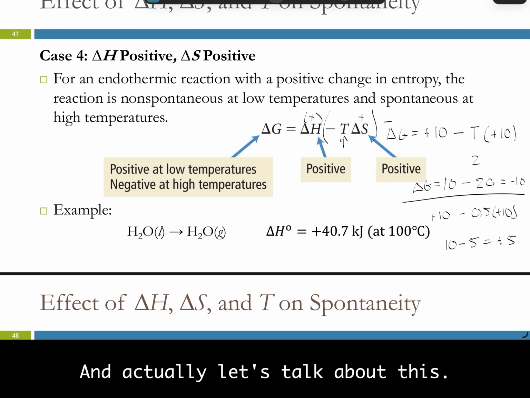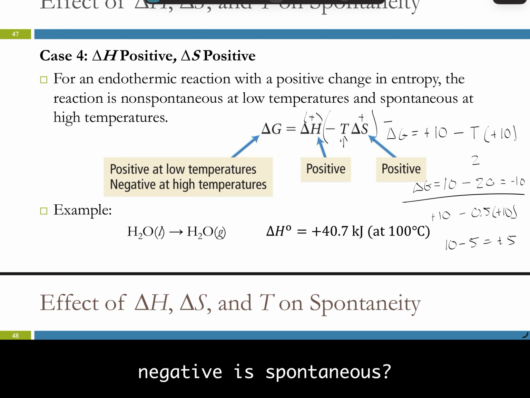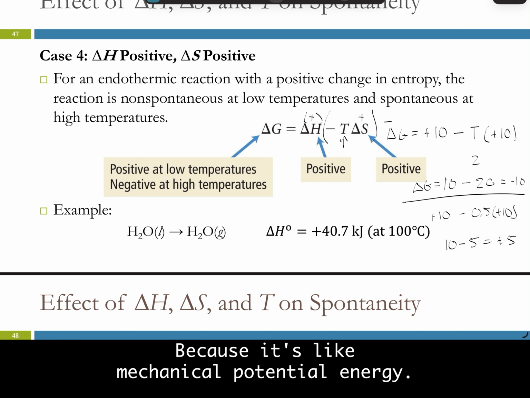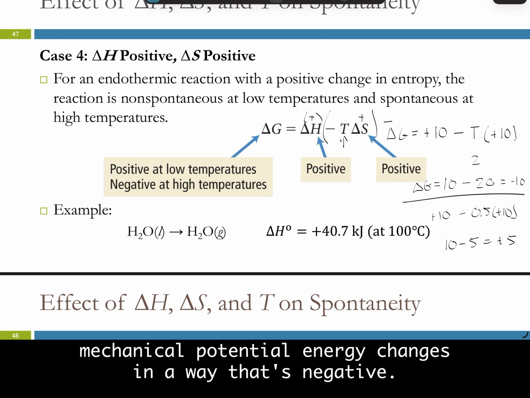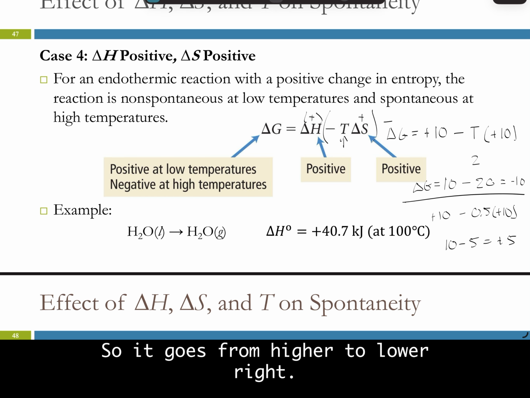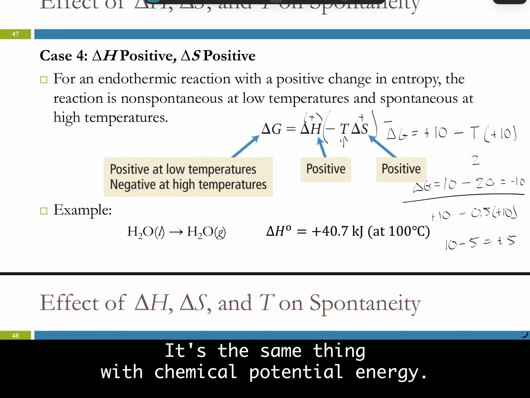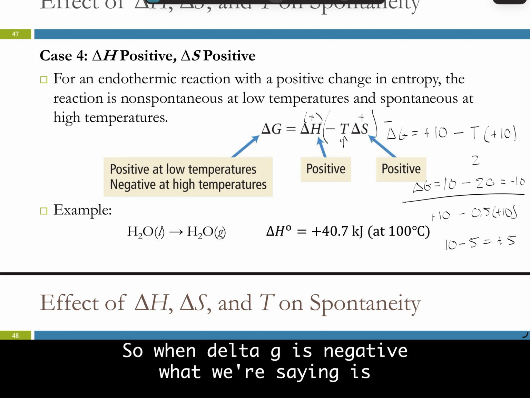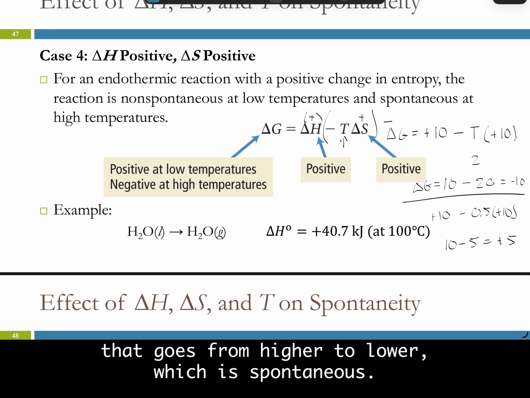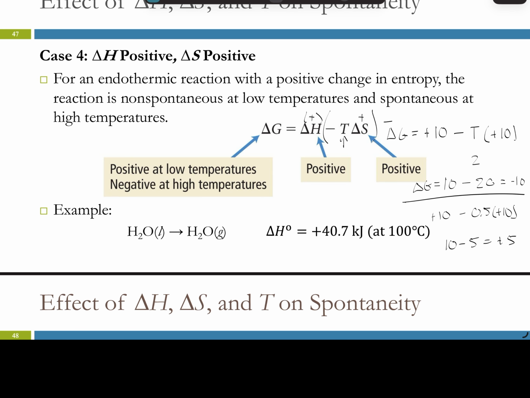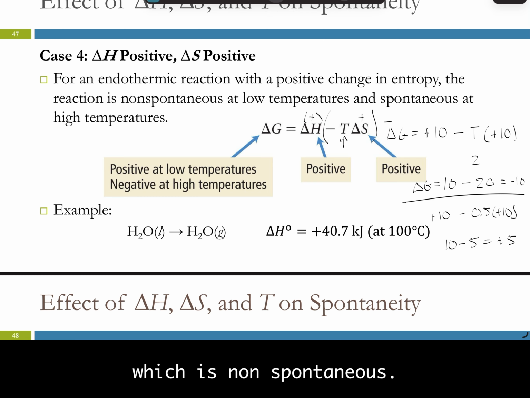And actually, let's talk about this. I think it makes sense that delta G being negative is spontaneous. Because it's like mechanical potential energy: if my mechanical potential energy changes in a way that's negative, so it goes from higher to lower, right? Overall, that's a decrease in potential energy. That's negative. It's the same thing with chemical potential energy. So when delta G is negative, what we're saying is there's a change in potential energy that goes from higher to lower, which is spontaneous. If it goes from lower to higher, that means we're sort of adding this free energy in, which is non-spontaneous.